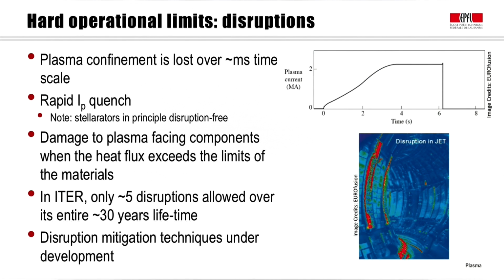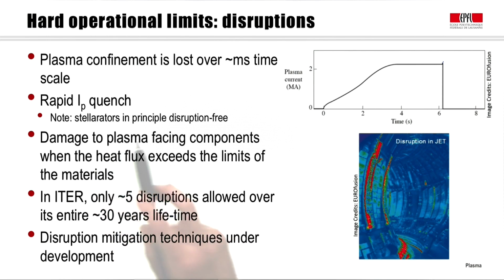Now, if we really exceed hard operational limits, what we end up with is a disruption. Here, we have a plot that describes the evolution of the plasma current for a JET discharge that ends up in a disruption. It is characterized here by this sudden drop of the plasma current. If we lose the plasma current, and we see the time scale here is very short, milliseconds, then the plasma confinement is lost because we lose completely the poloidal magnetic field.